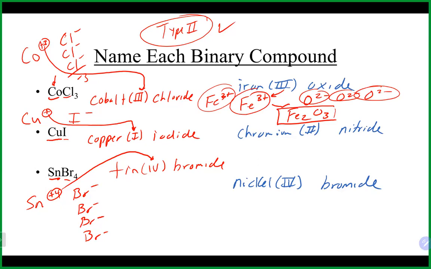Coming to our next one, which is chromium 2. So again, that means we have a chromium with a +2 charge.